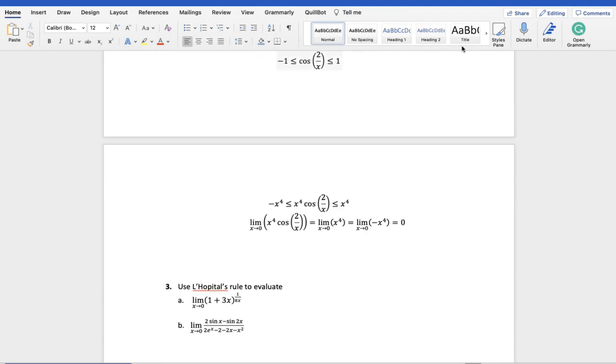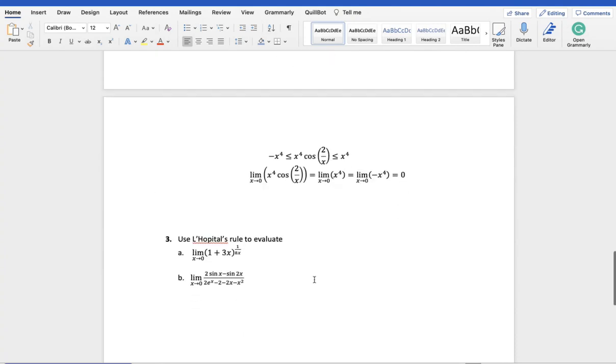So, running out of time, what I'll do is you guys will have to do question 3 on your own. That's where you're now using L'Hopital's rule. So for this question, just apply L'Hopital's rule to each of the limits and see what you get. Yeah, and you should be able to solve it.